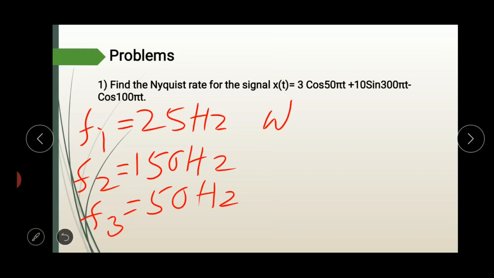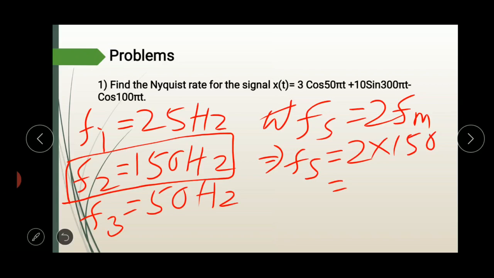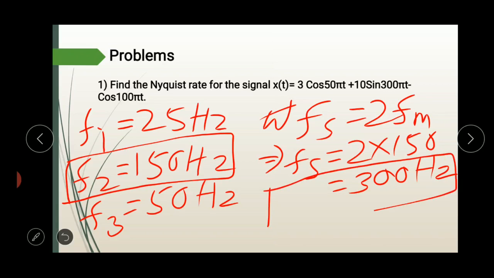So from these three components, what is the maximum frequency? This one, f2, is the maximum frequency. If we get the maximum frequency, we know that fs equal to 2 fm. The fm value is 150, so fs equal to 2 into 150. So fs equal to 300 Hertz. Then the Nyquist rate is 300 Hertz. This is the answer. Okay.